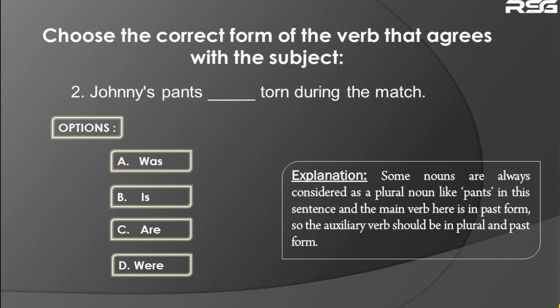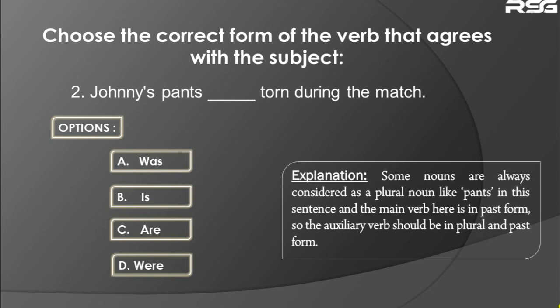What is that word? Torn. The main verb that I'm talking about here is torn, and it is in the past form. So the auxiliary verb that you have to supply here has to be in the plural and in the past form. You understood? So I repeat once again. See, there are some nouns which are always considered as what? Plural noun. Like pants.